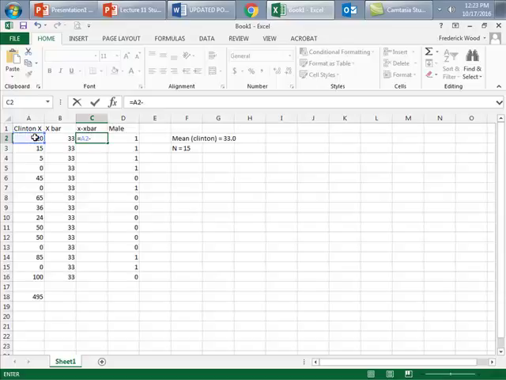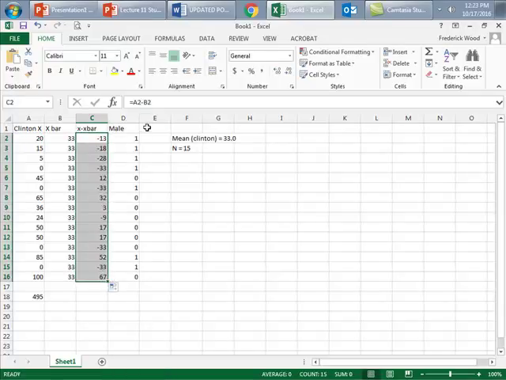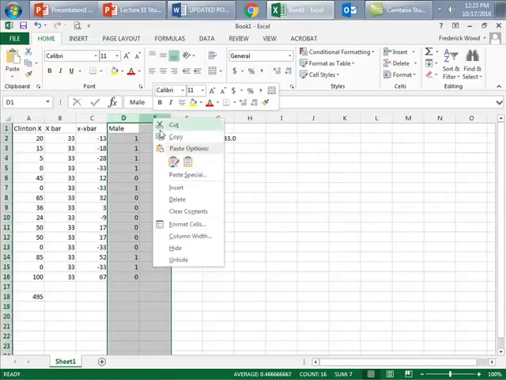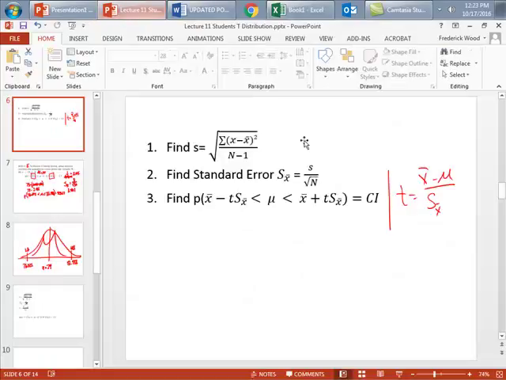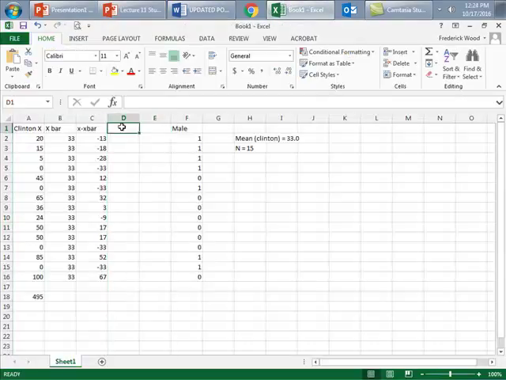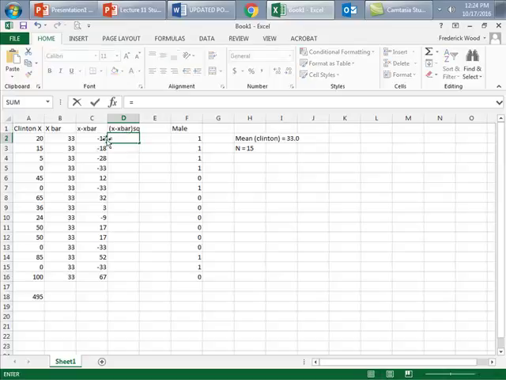I'm going to go down through here and do this. And now I need what? Nope, I got to square them first. So let's go over here. And this is x minus x bar squared, which equals this times this.